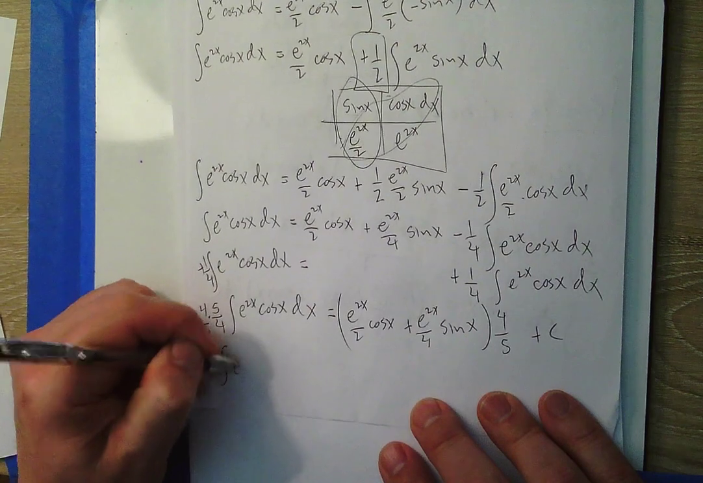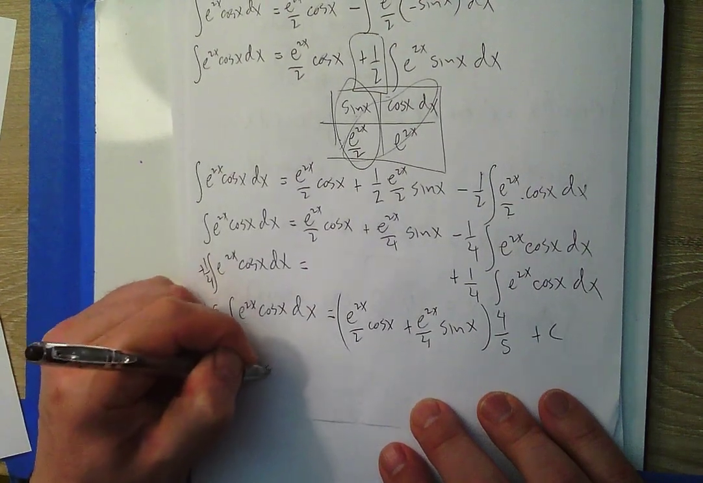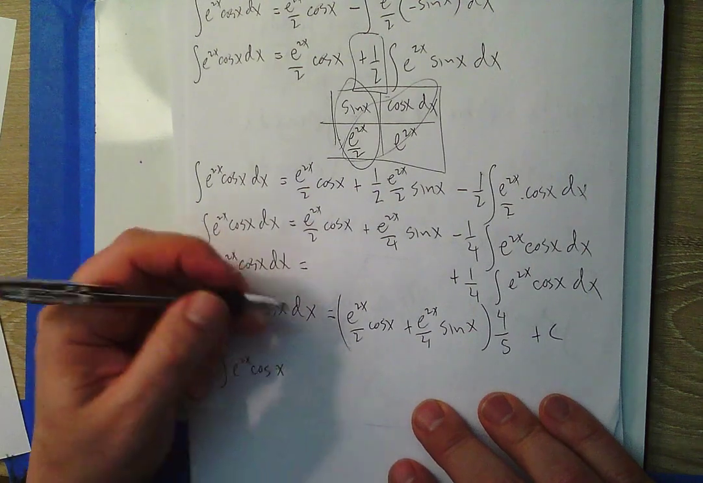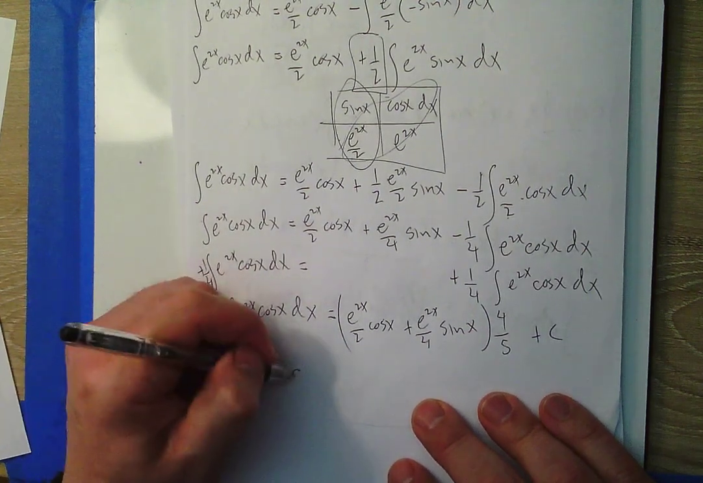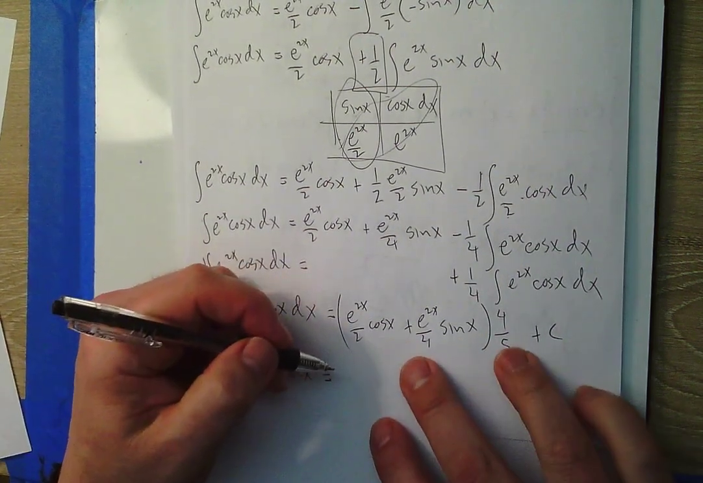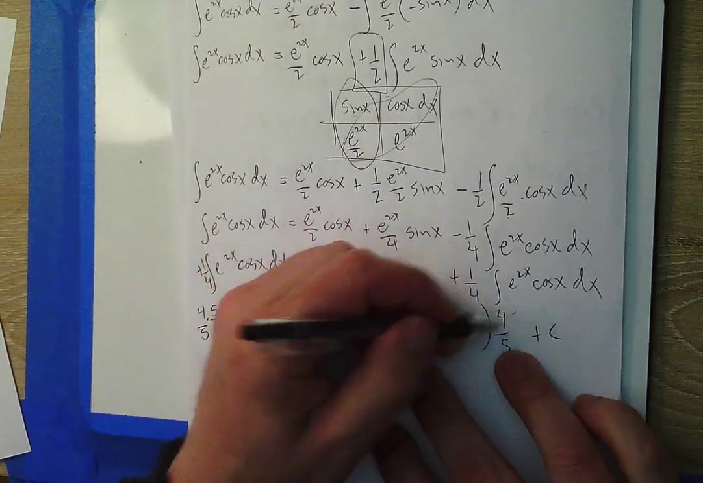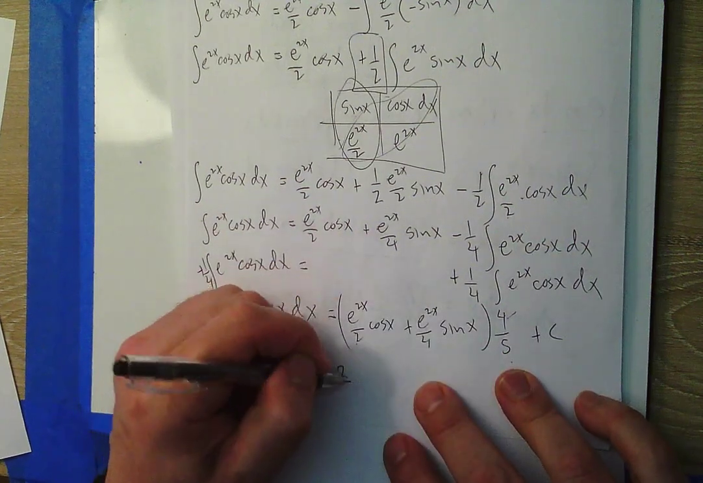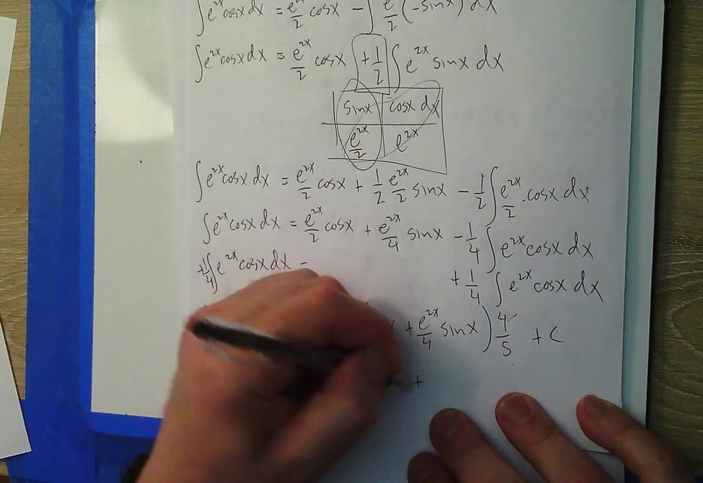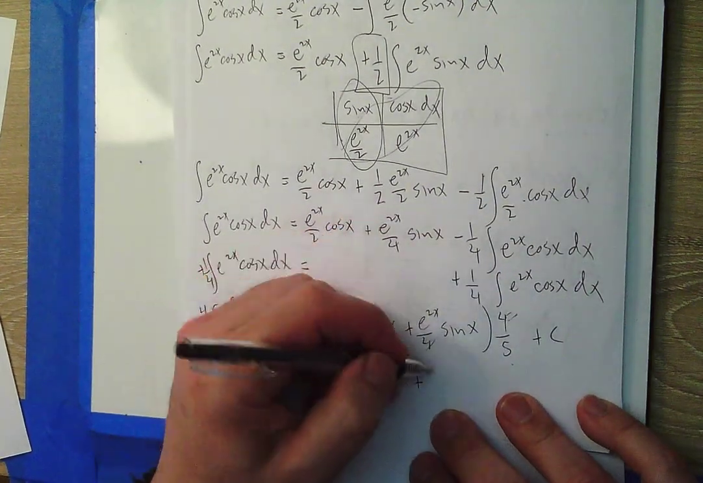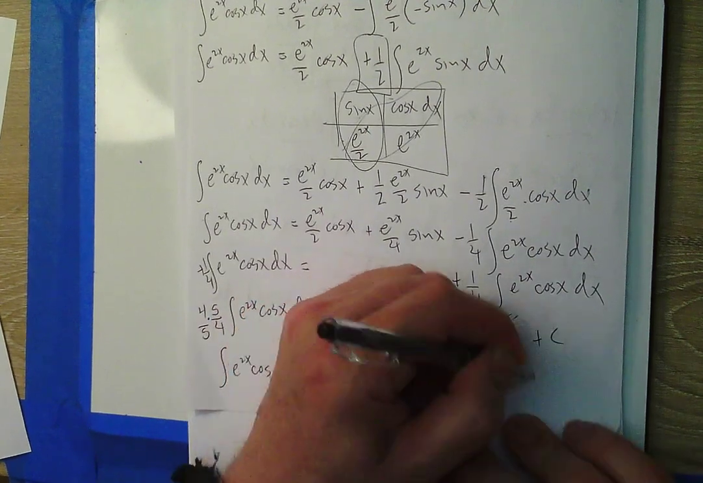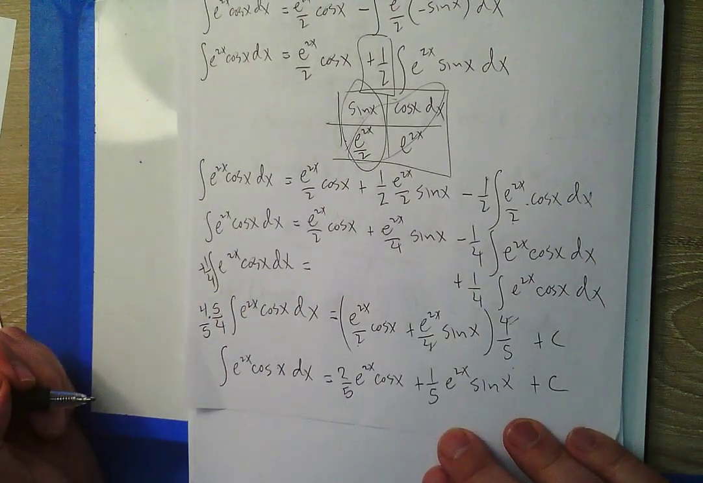So integral e to the 2x cosine x dx equals, I'm going to distribute this and end up with 2/5 e to the 2x cosine x plus, these will cancel, 1/5 e to the 2x sine x plus c.